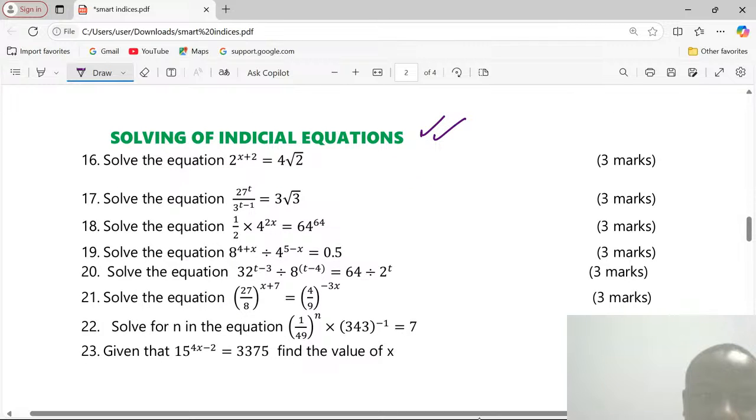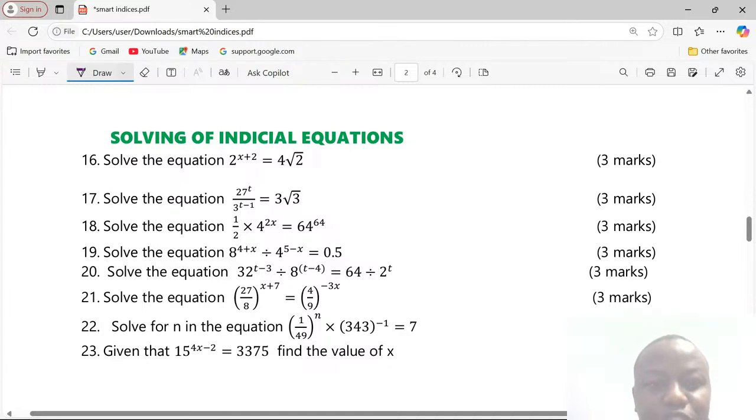Number 16 is the first question in this particular category. Yeah, number 16, whereby we are talking of solve the equation 2 power x plus 2 equals to 4 and 2 raised to a half.